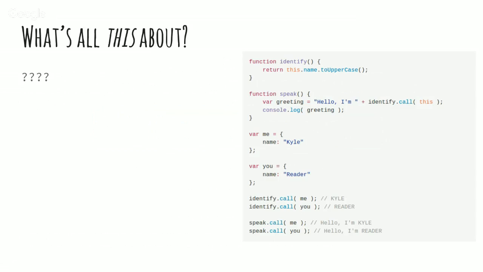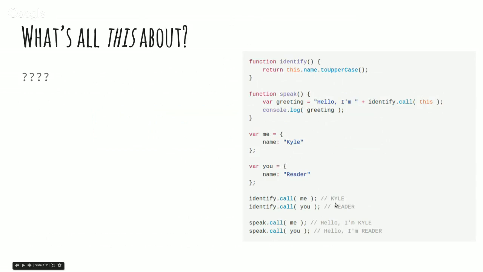So what's this all about? Let's see, we have an identify function that calls this. We have a speak function that calls identify and passes a this to the call. We have a variable that's an object of Kyle, me, and we have a variable of an object of you. Identify.call me, identify.call you. Okay, that all seems pretty straightforward.